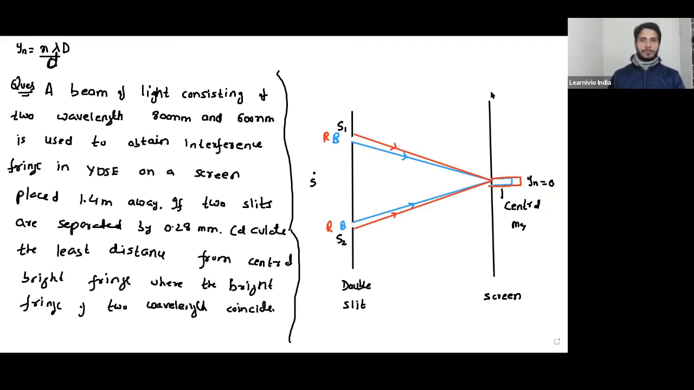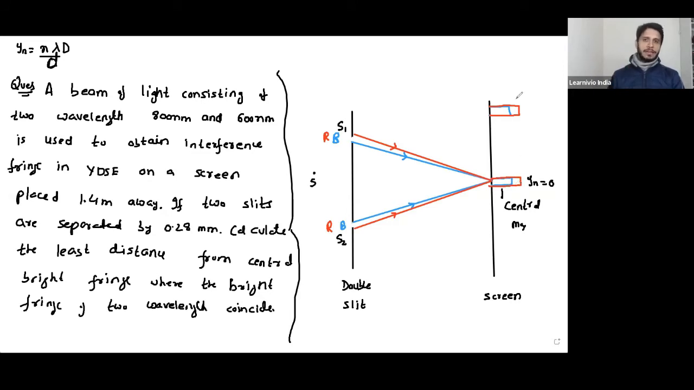In this question, you are supposed to calculate the position at which the next set of blue and red bright fringes will coincide. You have to calculate the position of the point at which the next red and blue bright fringe will coincide. The first set which is coinciding is the central bright fringe, central maxima. Central bright fringe of blue color and central bright fringe of red color coincide over this point.